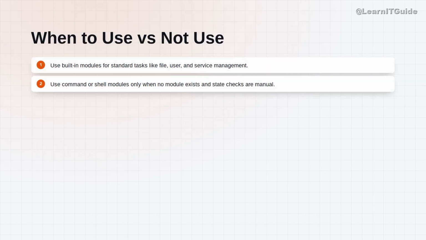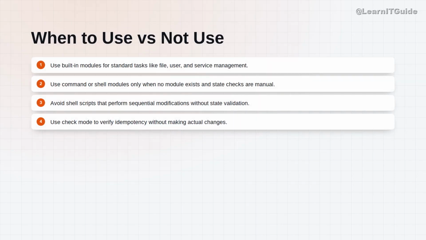So how do you decide? First, always use built-in modules like file or service. They are tested for idempotency by the community. Second, if you must use shell, ensure you write a command that checks the state first. Third, avoid scripts that blindly append or modify without checking. Finally, always run your playbooks with the check flag to see what would happen before you actually apply it to production. Use these criteria to decide if this tool is right for your situation.